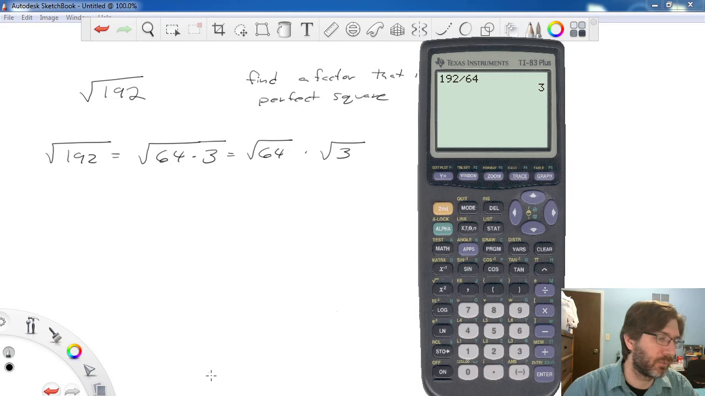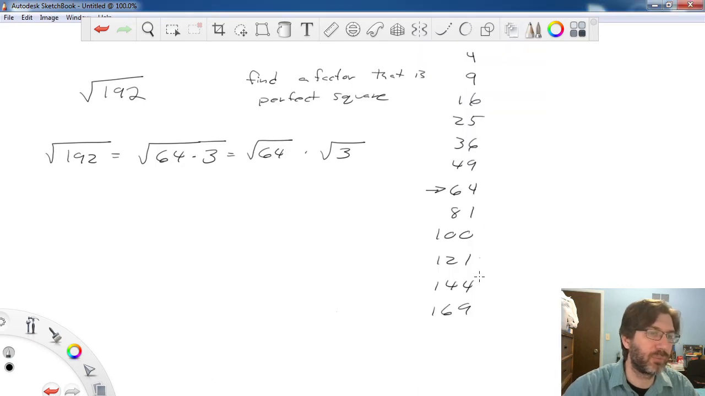That's why we needed a perfect square. If we didn't have a perfect square, then it is probably already reduced down as much as it can. But here we can take out a perfect square, so I can take out the square root of 64, which is actually equal to 8. And I can't do anything with the square root of 3. I don't have any perfect squares that are divisible by this besides 1, and 1's not going to change anything. So I'm just going to tack it on. So the square root of 192 is equal to 8 square roots of 3.